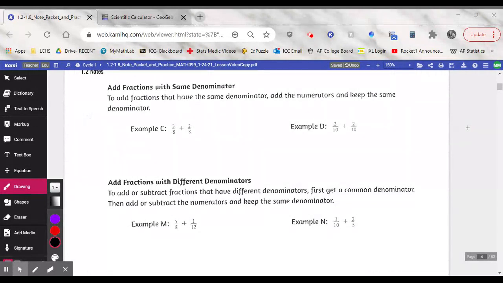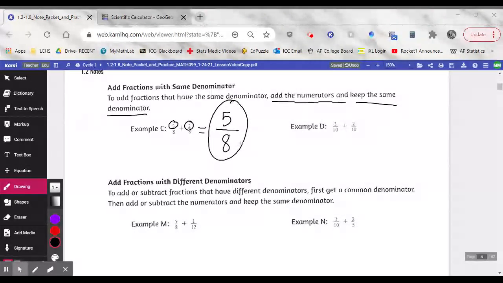To add fractions with the same denominator, it's fairly simple. You are just going to add the numerators and you keep the denominator the same. So, example C, the denominators match. So our answer is going to still be over 8, and we're just going to add the 3 and the 2, and that gives us 5. Remember again, if you wanted to, you could also type this in the calculator. I also know that this is my final answer because it can't be simplified. 5/8 doesn't have any numbers that go into both 5 and 8.